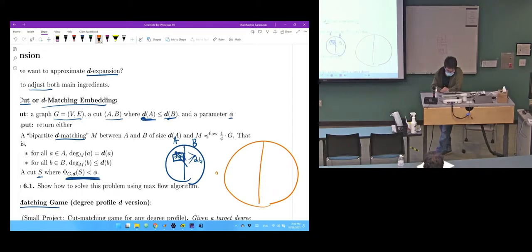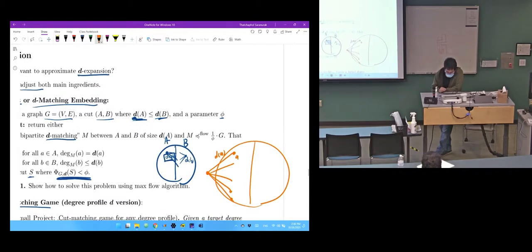So basically, instead of saying that each node here, you set it to be 1, well, you just look at node A, and this is like you get dA capacity. And also here, you get dB capacity, right?